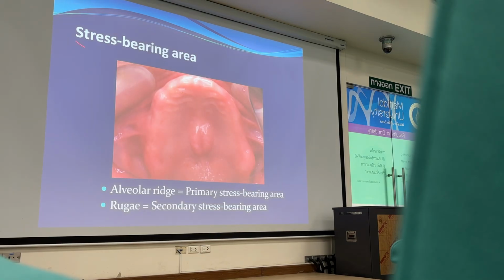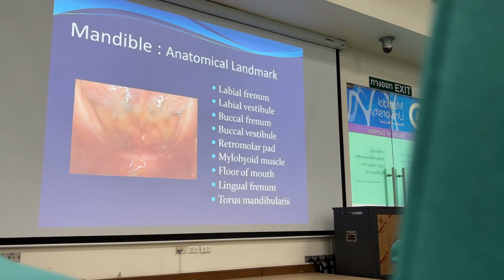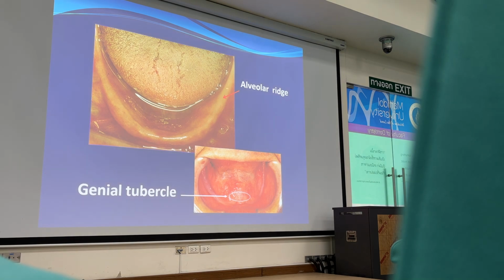Okay, stress-bearing area, remember this. The primary stress-bearing area and the secondary stress-bearing area. When you learn the next lecture, you will know what is primary and what is secondary, and then we have to decide. For the mandible, the anatomical landmarks are the labial frenum, labial vestibule, buccal frenum, buccal vestibule, mylohyoid muscle, floor of mouth, lingual frenum here, and torus mandibularis. We see that this is the alveolar ridge and genial tubercle.